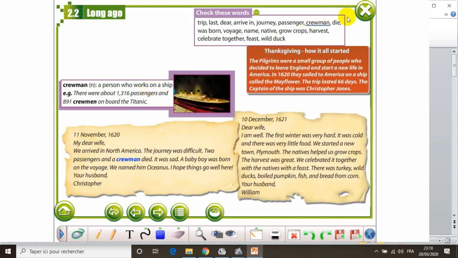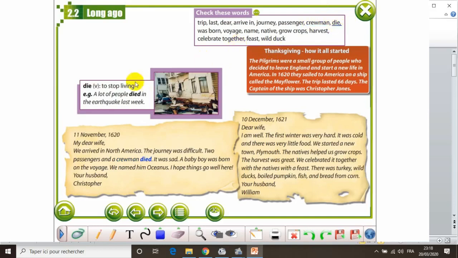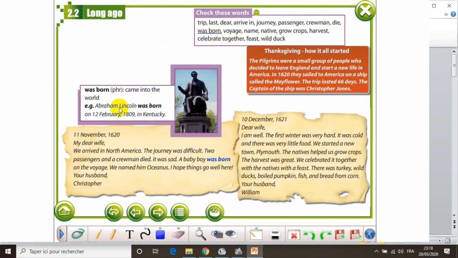Die. To stop living. A lot of people died in the earthquake last week. You see the earthquake? People die in accidents in Morocco. A lot of people died or die every year in traffic accidents. Was born. Came into the world. Abraham Lincoln was born on 12 February 1809 in Kentucky.